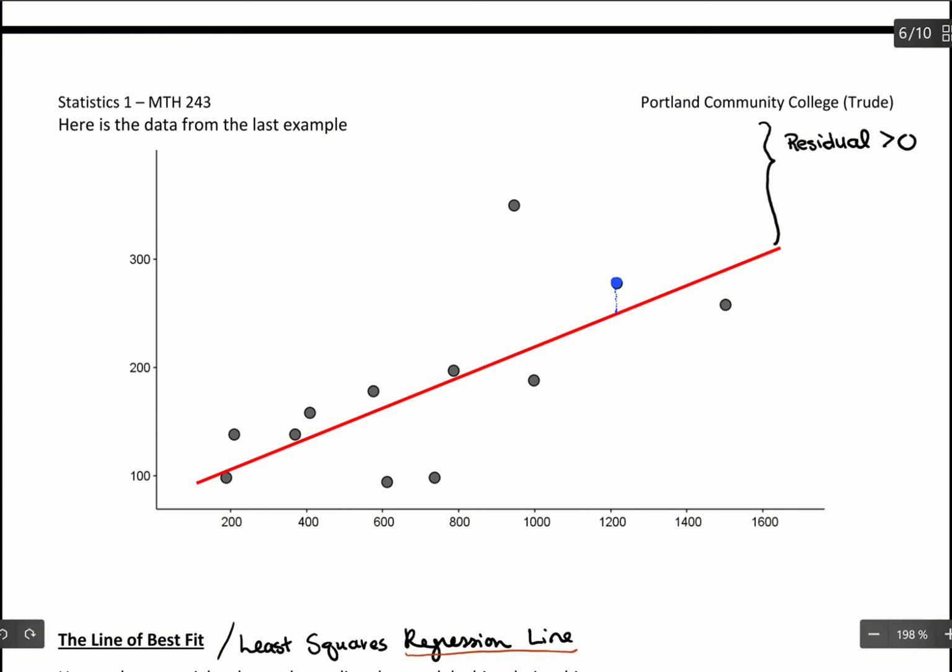Because if we imagine looking at this case of 1,200, where they traveled 1,200 miles, say I was buying a ticket for traveling 1,200 miles, and my prediction was to spend a little over $200. Instead, I had to spend close to $300. So the prediction, what was given to me, was lower than what actually happened. So this is where the line underestimates.